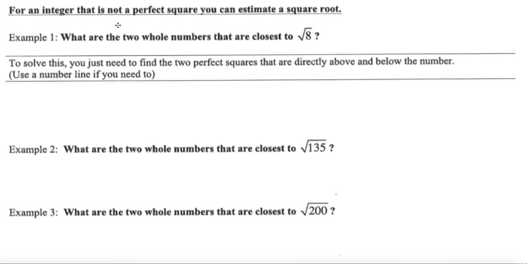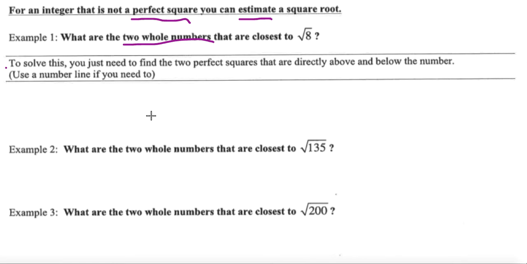So sometimes it's not a perfect square, meaning it's not going to be a product of a rational number multiplied by itself. So what we can do is estimate. The question says, what two whole numbers are closest to the square root of 8? To solve this, you need to find the two perfect squares that are directly above and below the number, and you can use a number line if you need to.